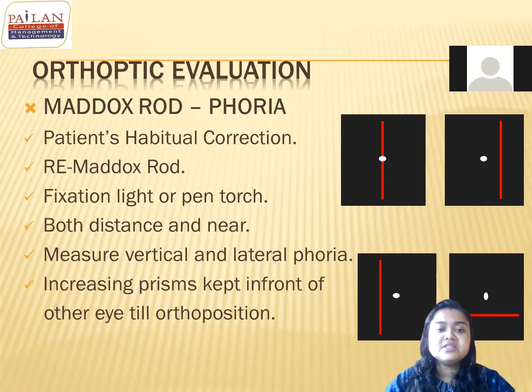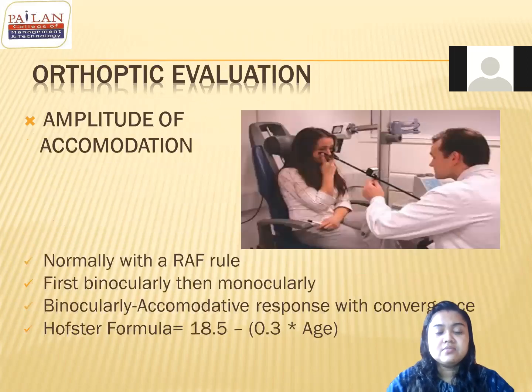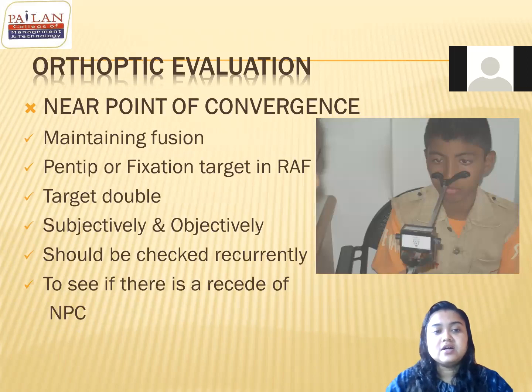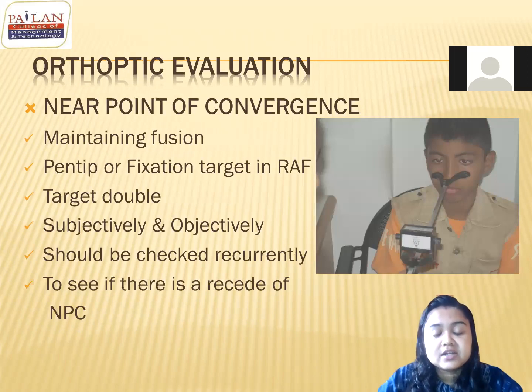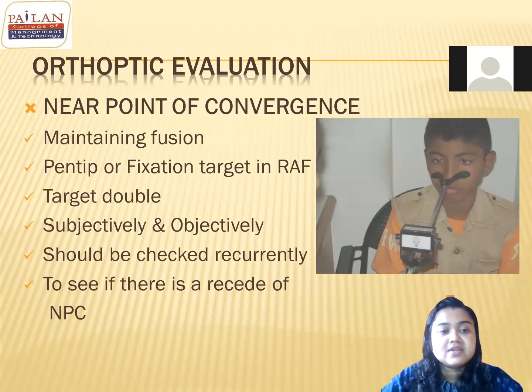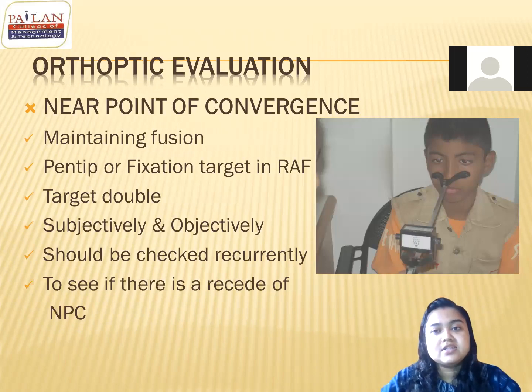Then you will move to measurement of near point of convergence. What I told is that near point of convergence needs to be done both for distance and near, and both subjectively as well as objectively. So can anyone explain what is subjective near point of convergence?